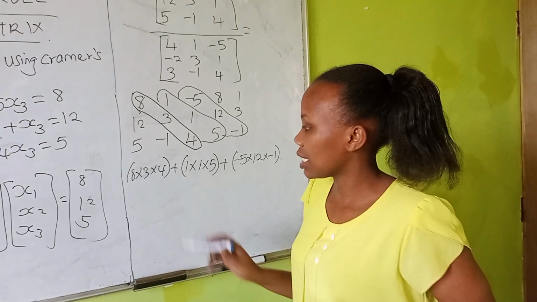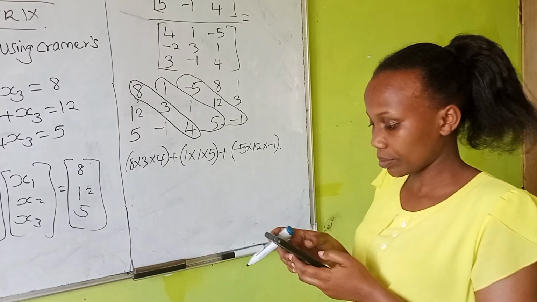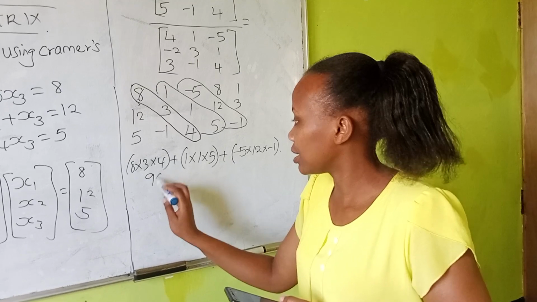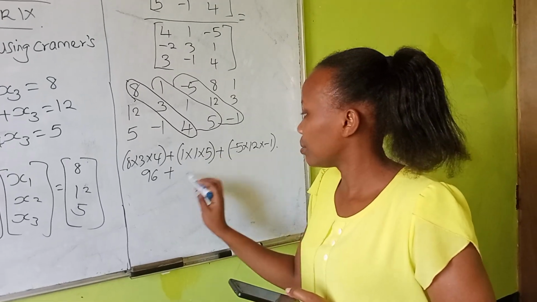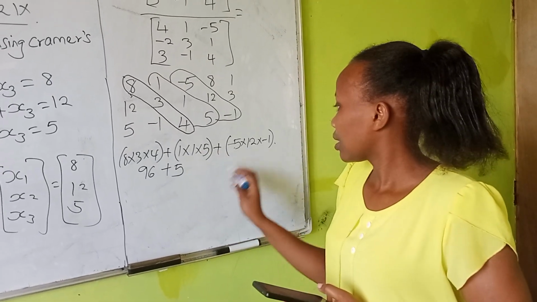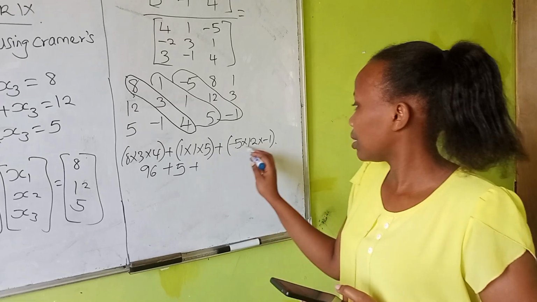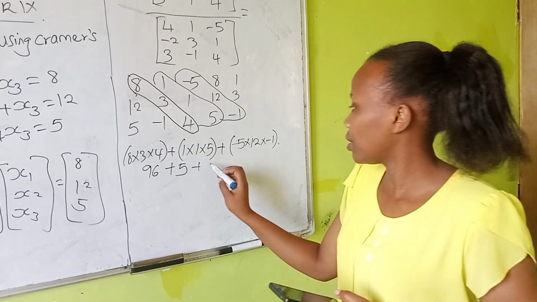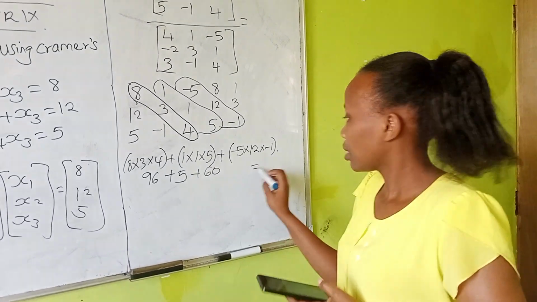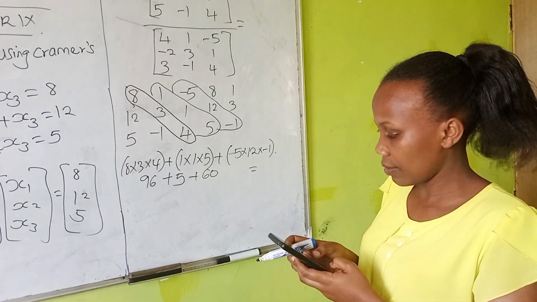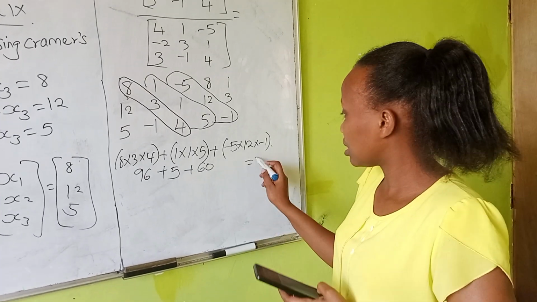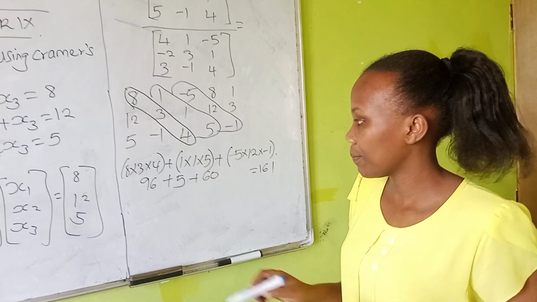So when you solve 8 times 3 times 4, you are going to get 96. You add 1 times 1 times 5, that is 5. Then you add -5 times 12 times -1, that is 60. So 96 plus 5 plus 60, that is 161.